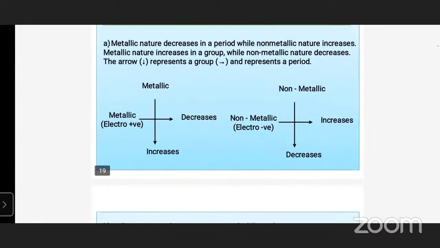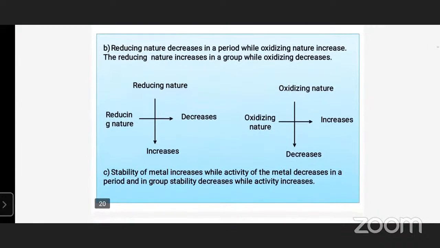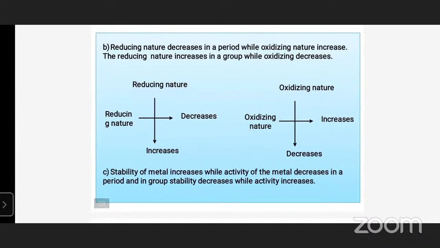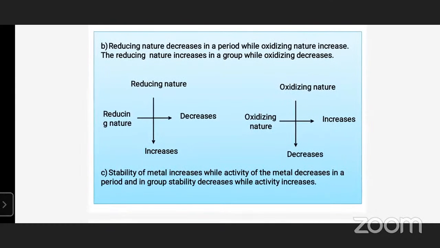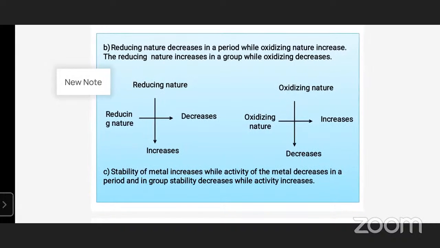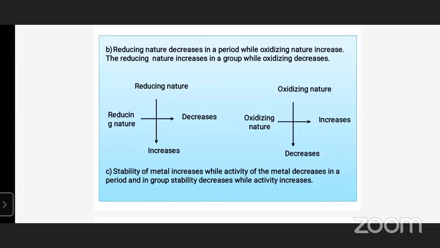Okay, right. Here, reducing nature and oxidizing nature. Reducing nature decreases in a period, while oxidizing nature increases. Oxidizing nature increases, reducing nature decreases. The reducing nature increases in a group, so oxidizing nature in a group decreases. Stability of metal increases, while activity of metal decreases in a period. In a group, stability decreases while activity increases.